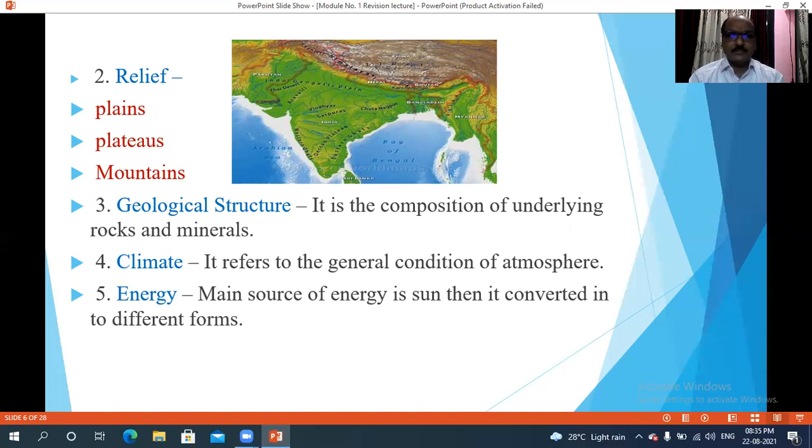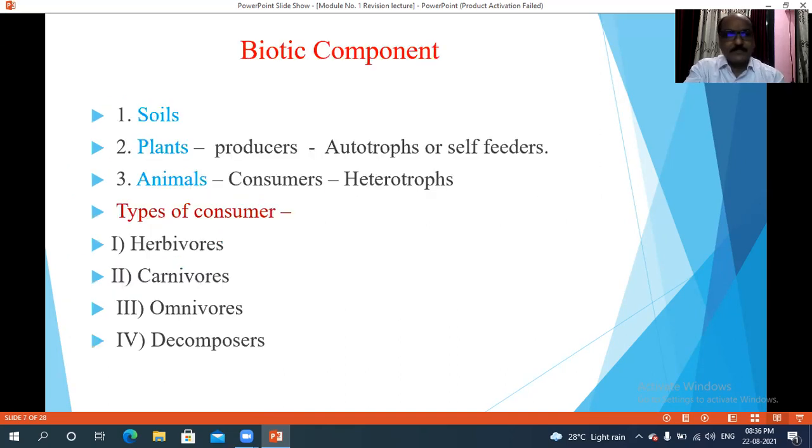Then energy. It is the main source to run the machineries for transportation. In the environment, dear students, the sun is the main source of energy, and that energy is converted into different forms by different factors. We use that energy for our economic development. In that way, these abiotic factors affect us.